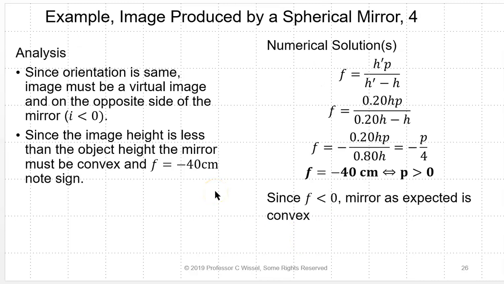Okay, the orientation's the same. The image must be a virtual image. They said it was upright. And it's going to be on the opposite side of the mirror, so i is going to be negative, and so will the focal length. Focal length is going to be minus 40 centimeters.